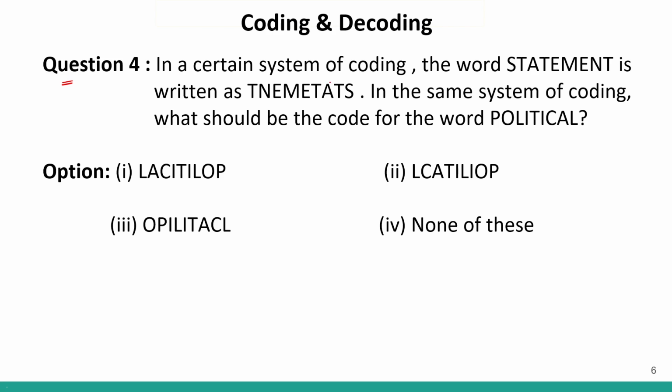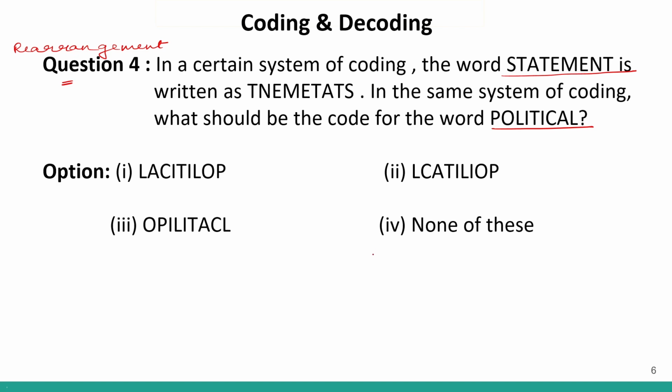Question number 4. In a certain system of coding, statement is written as this. In the same system of coding, what should be the code for political? Now, when I look at statement and this one, I can see that the alphabets are same, right? There is no change in alphabets. So, when there is no change in alphabets, we assume that we are not using forward ranks or backward ranks. Rather than that, we are using the concept of rearrangement.